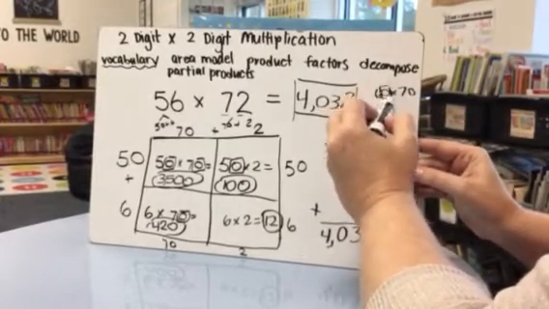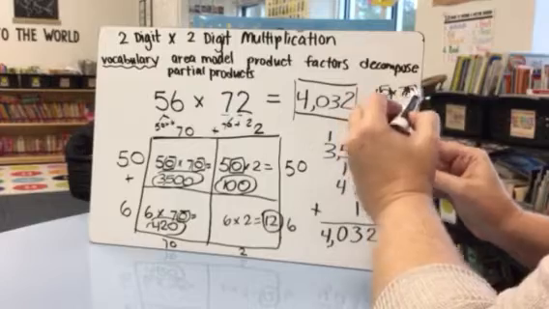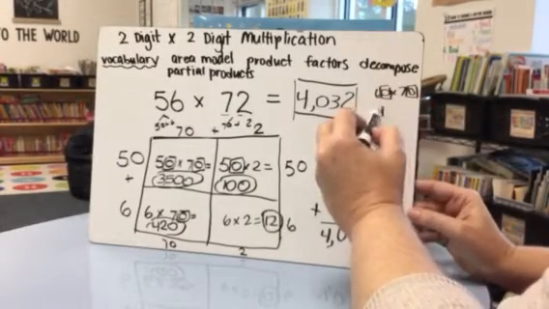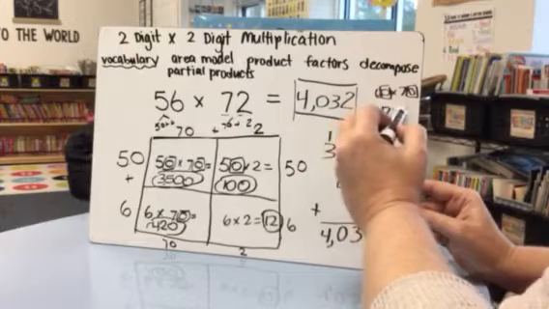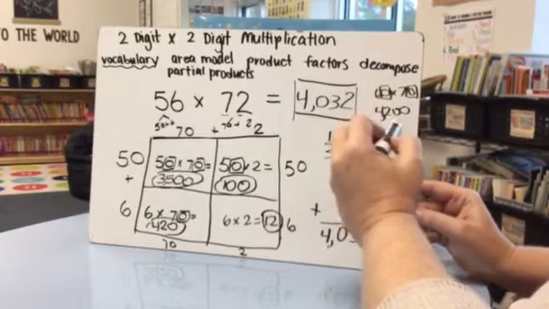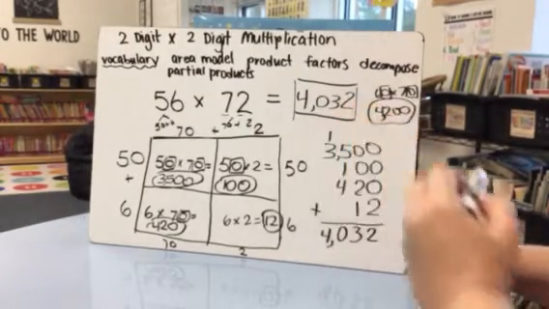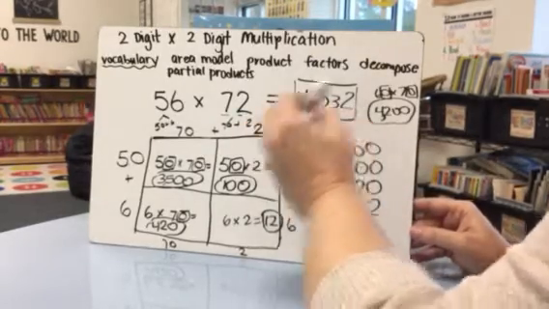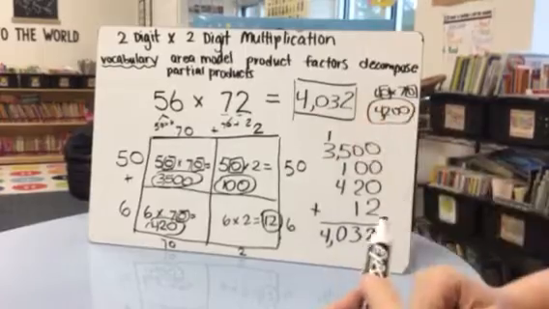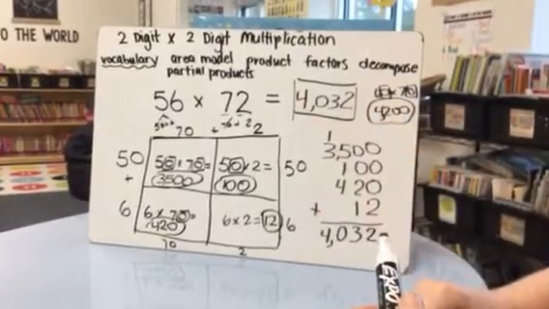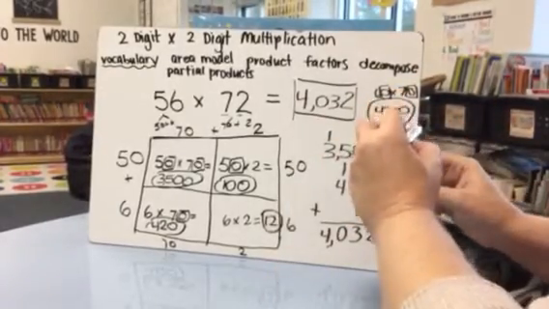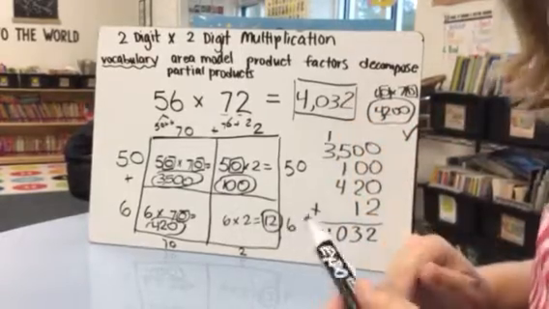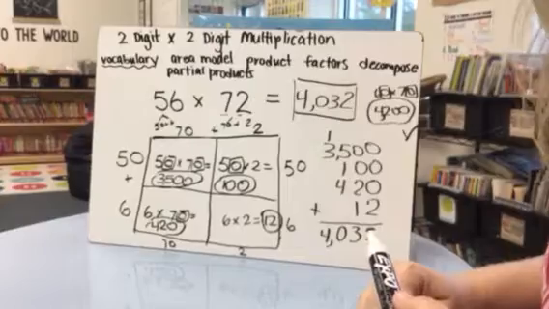So using that box the 0 strategy, I can do an estimate really quick. 6 times 7 is 42. Add my 2 zeros back on. My estimated answer is 4,200. That does look in the ballpark, in the area of 4,032. So I can kind of go on pretty confidently that my answer is a reasonable answer.